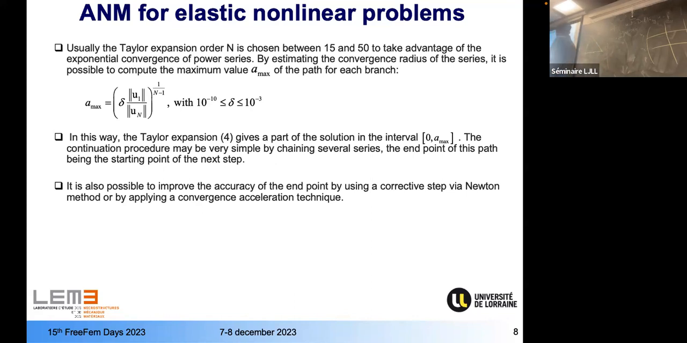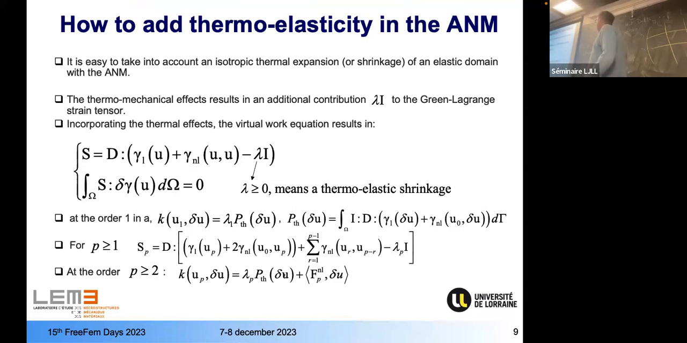So in this way, the Taylor expansion gives a part of the solution in this interval, 0 to a max. And the continuation procedure may be very simple by chaining. You chain several series, and the end point of this path being the starting point of the next step. Of course, at the end of the branch you can make a corrective step via Newton method, if the residual error is too important.